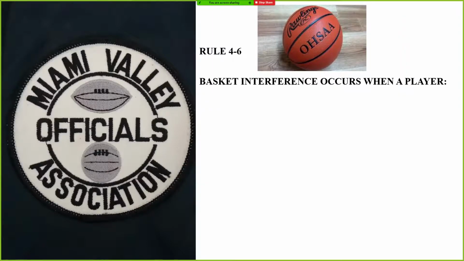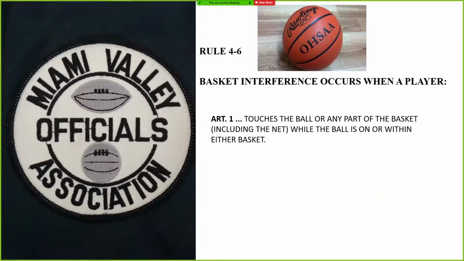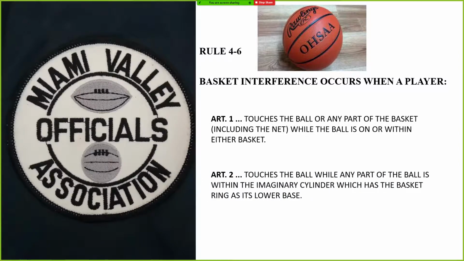Thanks, Thurman. Rule 4-6, basket interference. Basket interference occurs when a player touches the ball or any part of the basket, including the net, while the ball is on or within either basket. Basket interference occurs when a player touches the ball while any part of the ball is within the imaginary cylinder, which has the basket ring as its lower base.